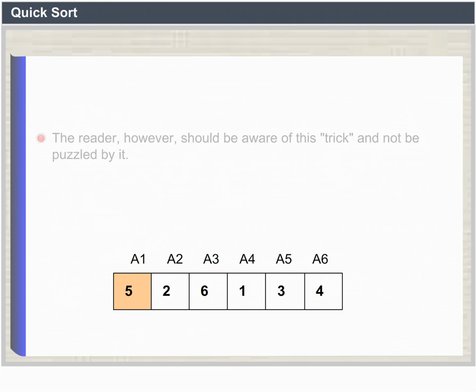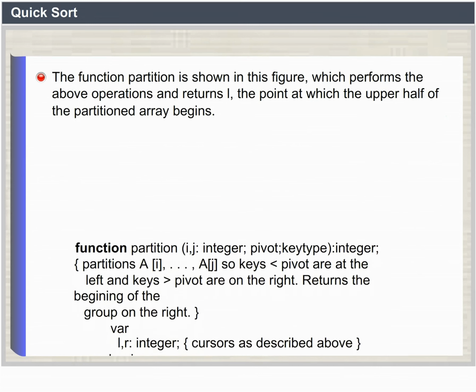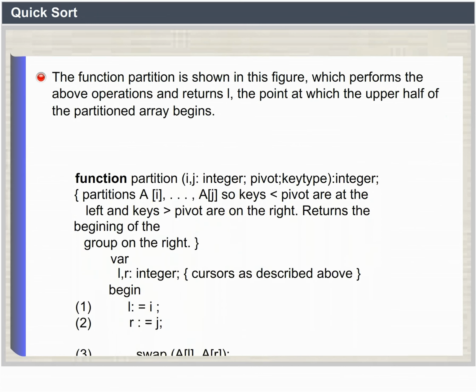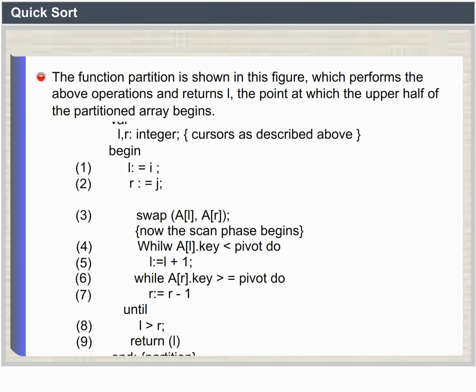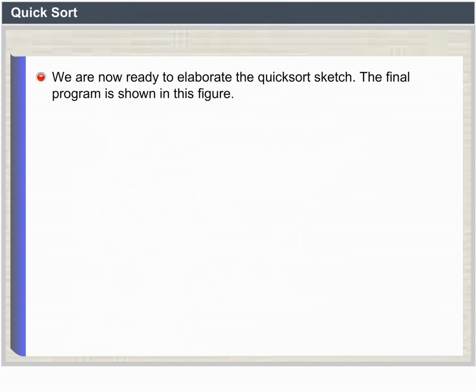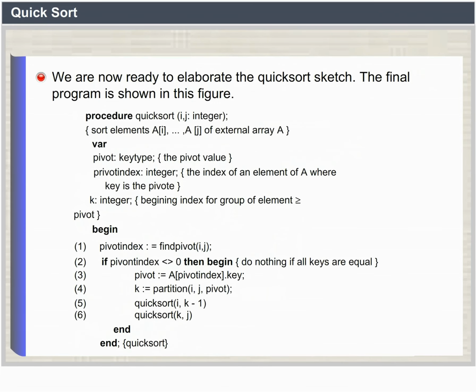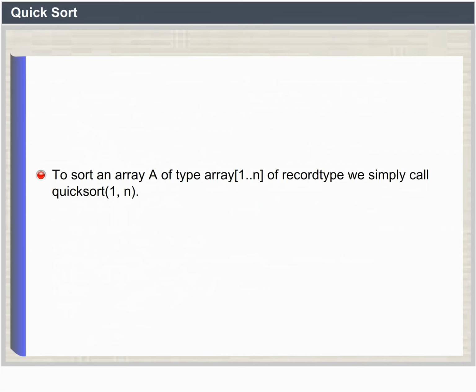The function partition is shown in this figure, which performs the above operations and returns L, the point at which the upper half of the partitioned array begins. We are now ready to elaborate the quicksort sketch. The final program is shown in this figure. To sort an array A of type array of 1 to n of record type, we simply call quicksort(1, n). Example of quicksort.